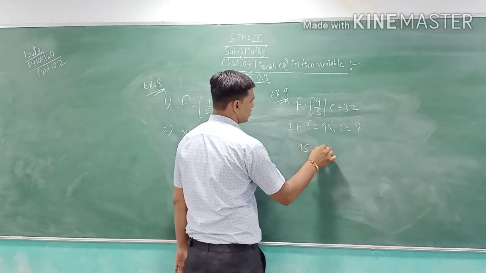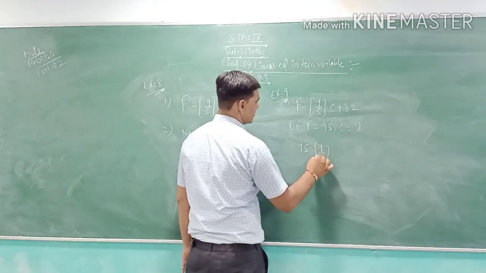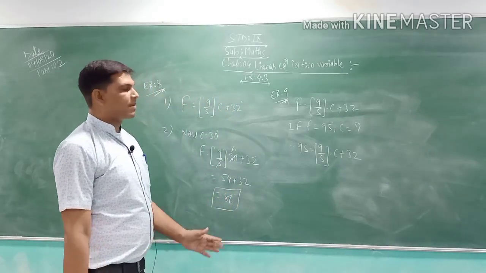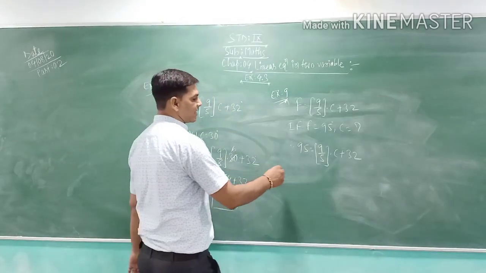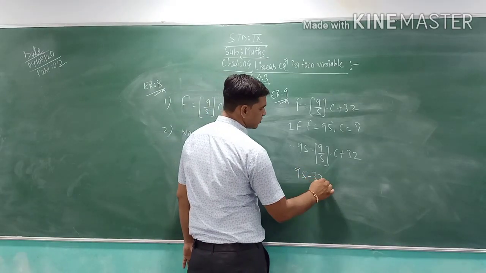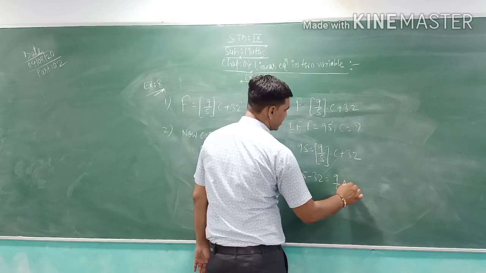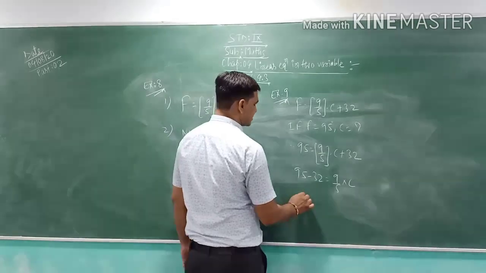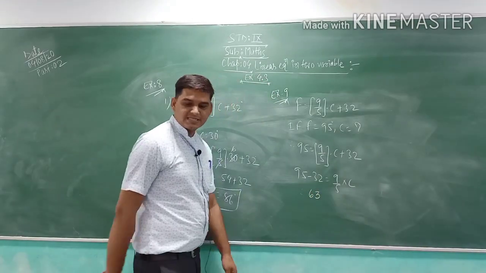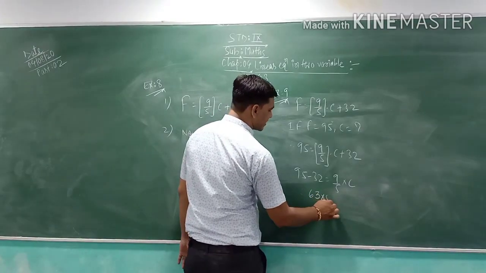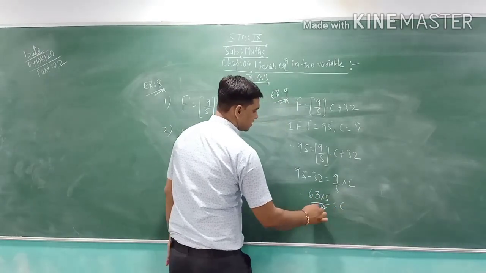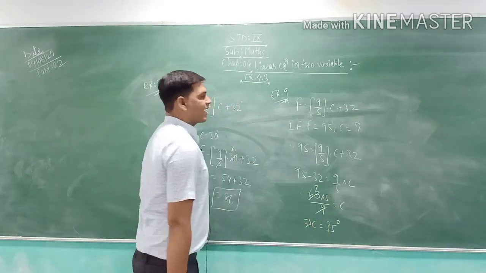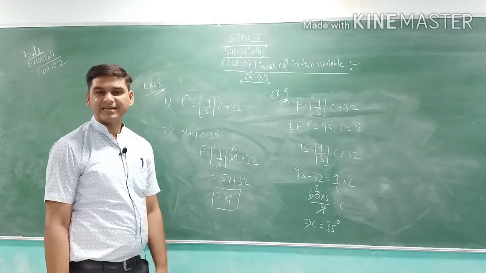So 95 is equal to 9 by 5 into C plus 32, right? So the 32 should be moved to the other side as negative. So 95 minus 32 is equal to 9 by 5 into C. Okay? 95 minus 32 is 63. Now 63 into 5 by 9 is equal to C. 9 times 7 is 63, and 7 times 5 is 35. So C is equal to 35 degrees. When you take F equal to 95, C will be 35 degrees.